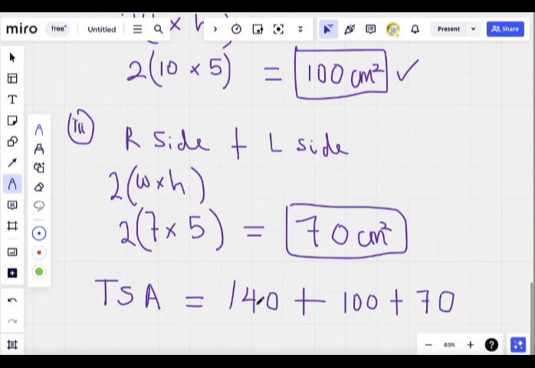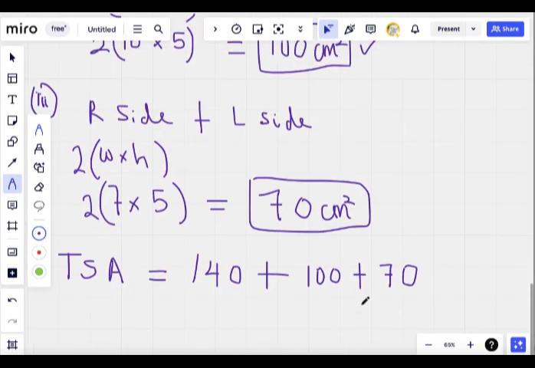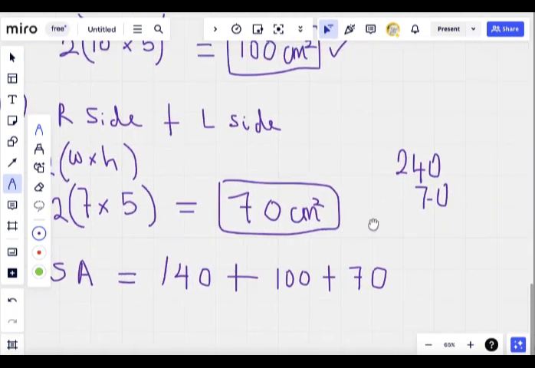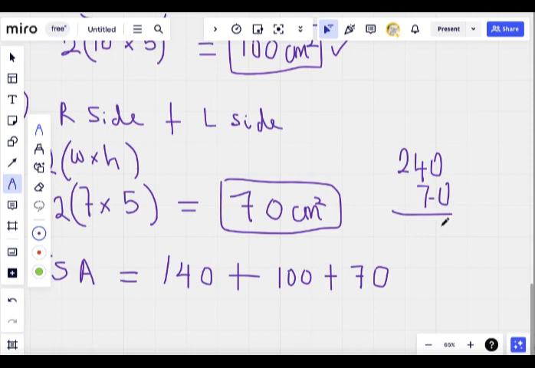So we add 140 plus 100, that's 240. So 240 plus 70, what do we get? 310, right? We get 310? Yep. So we get 310.